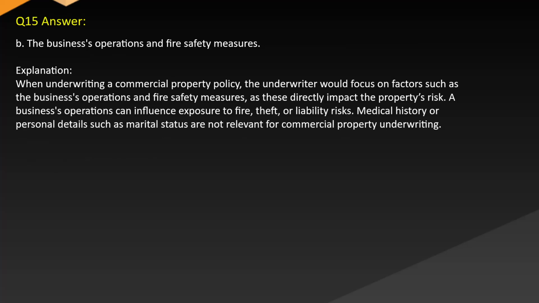Answer: B. The business's operations and fire safety measures. Explanation: When underwriting a commercial property policy, the underwriter would focus on factors such as the business's operations and fire safety measures, as these directly impact the property's risk. A business's operations can influence exposure to fire, theft, or liability risks. Medical history or personal details such as marital status are not relevant for commercial property underwriting.